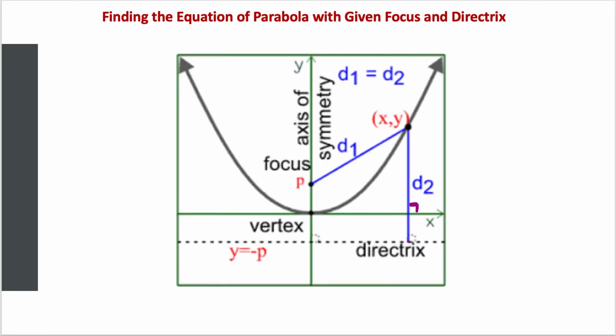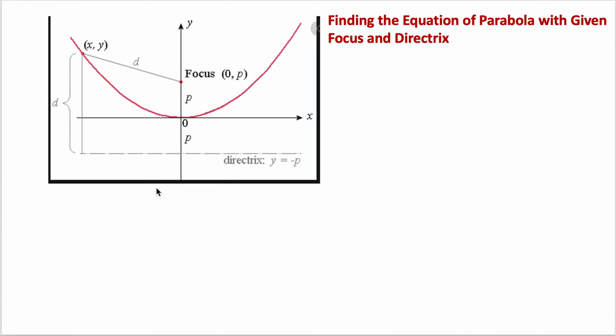So this is a summary of the properties of the parabola with a given focus and directrix. Now let us try to find a formula, an equation, for the parabola with a given focus and directrix. For example, we have this situation here, where the focus is the point (0, P).